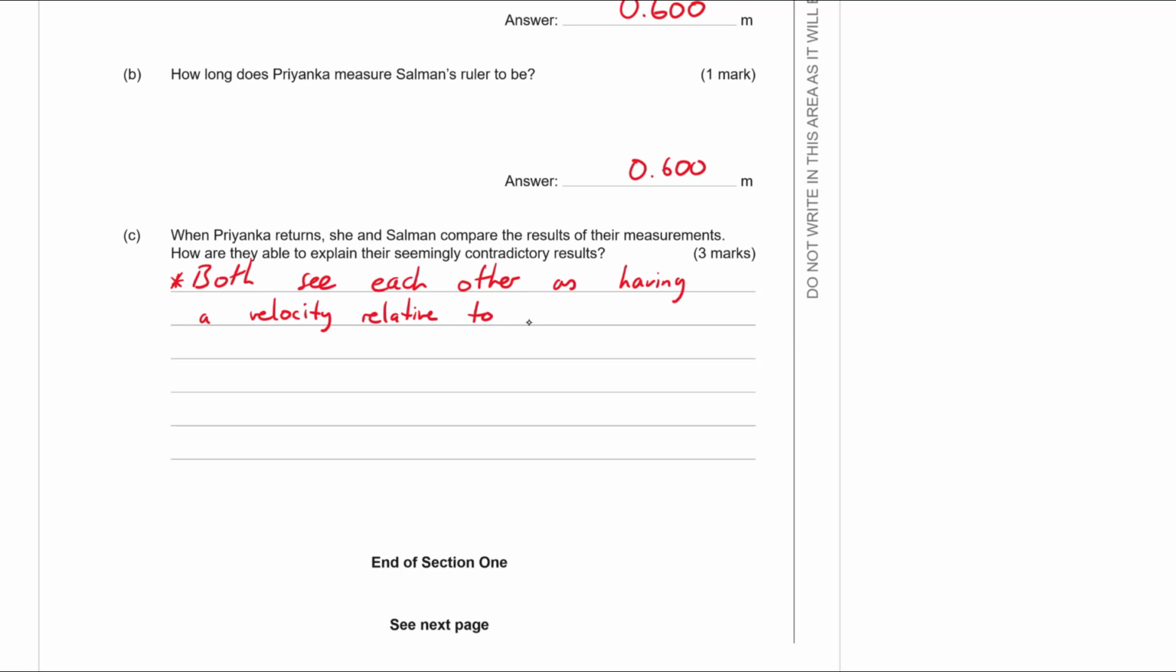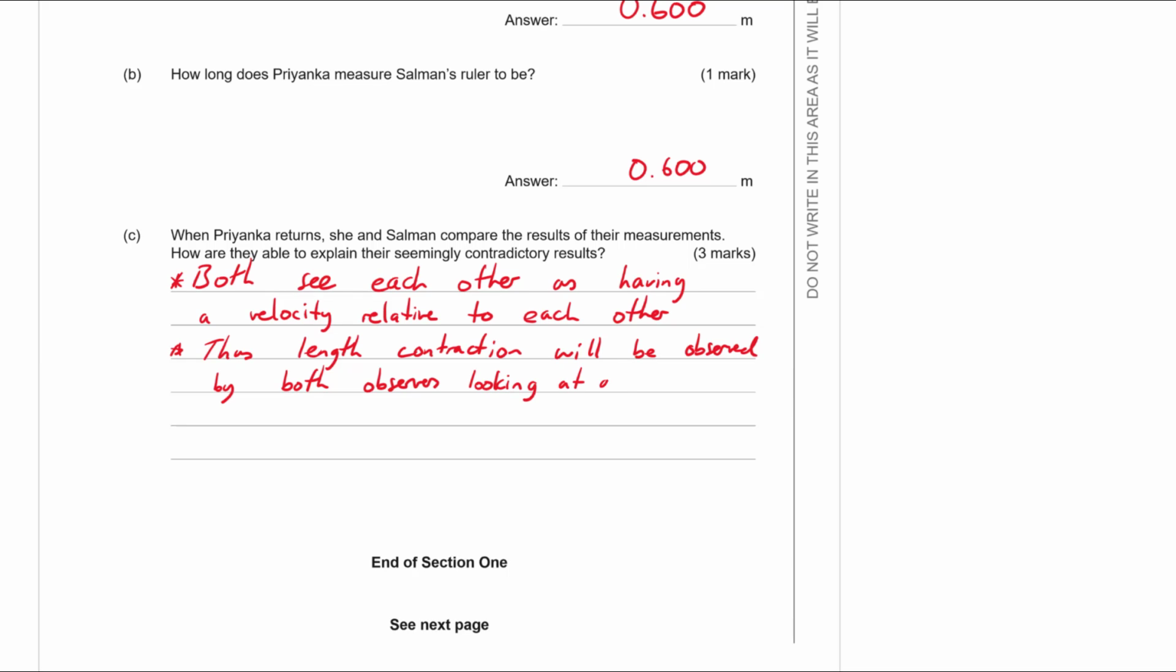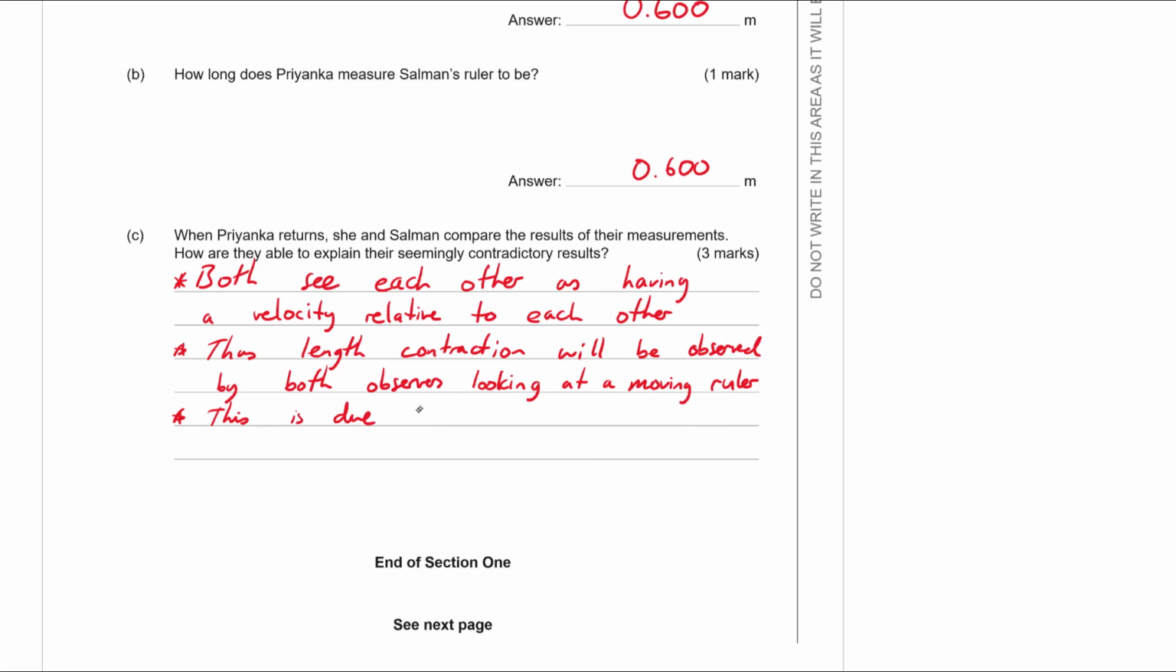And therefore you'd have length contraction observed by both observers as they're looking at a moving ruler. And then you would need to talk about simultaneity in some way. I think the best way is just to be pretty vague about it and say this is possible due to the lack of simultaneity between reference frames. How much detail you need to know is unclear in the syllabus.